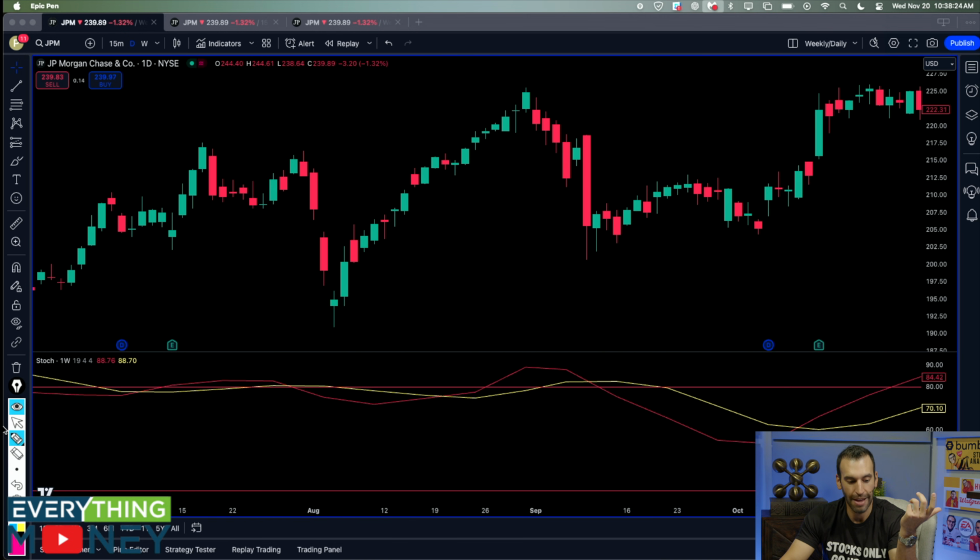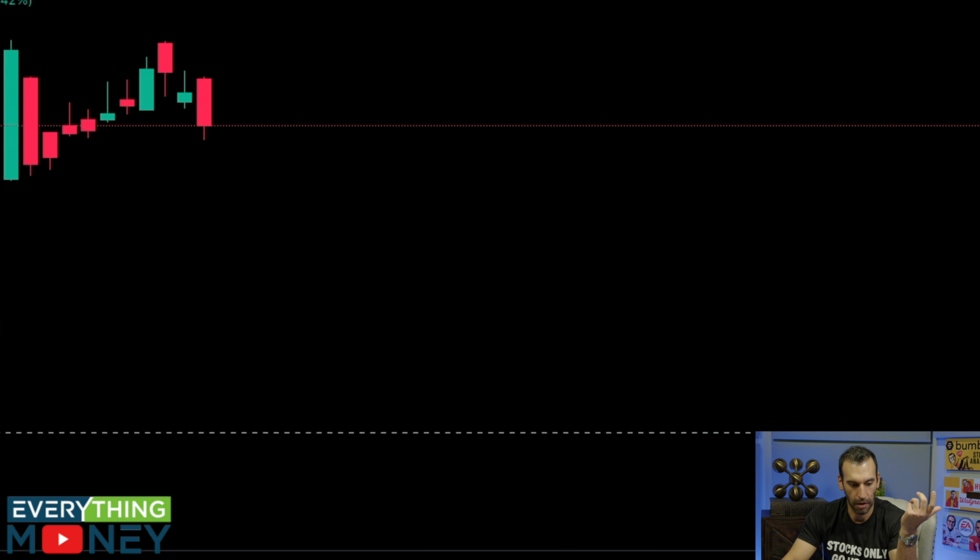Now you also have inverse hammers. Inverse hammers are exactly the opposite. They're stocks that start the day on the bottom. Here's your open. It runs up. It pulls all the way back down. It closes back down here. And you're going to get a change in direction to the other side. And that is exactly what you're going to look for with inverse hammers.